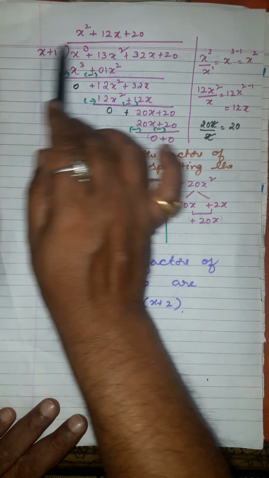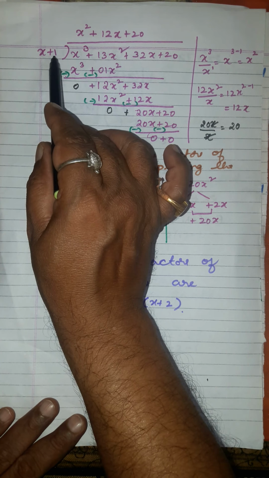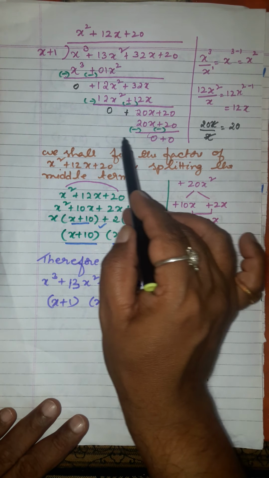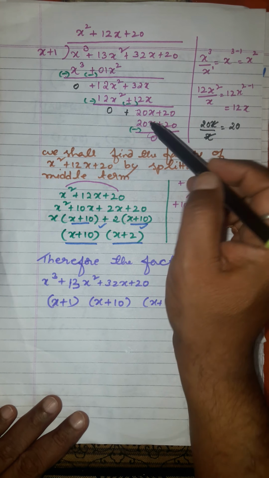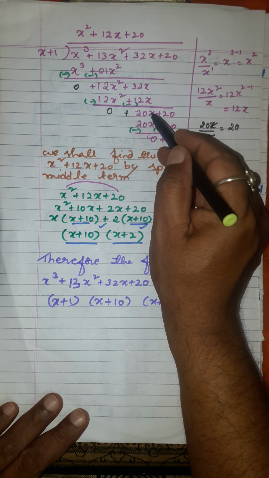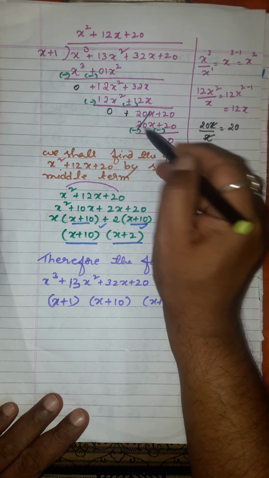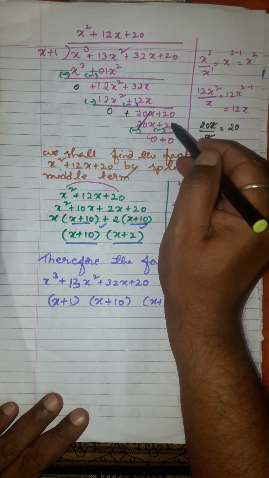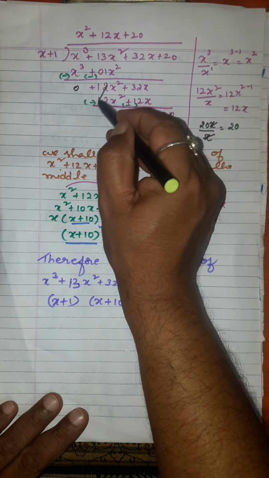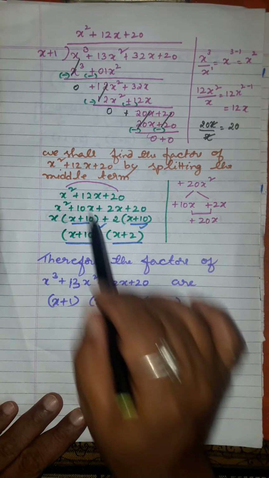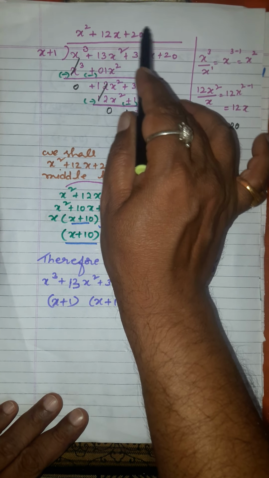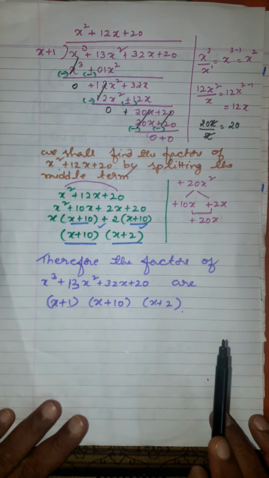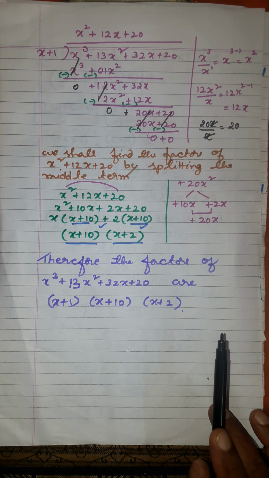So multiply x by 20, you will get 20x. Multiply 1 by 20, you will get 20. Now change the sign and do the subtraction. So 20x and minus 20x get cancelled, it becomes 0. 20 and 20 get cancelled, it becomes 0. So that means x² plus 12x plus 20 is also a factor of the given polynomial.